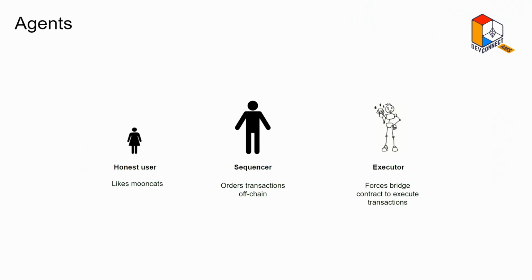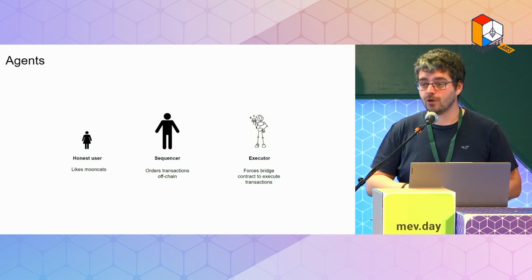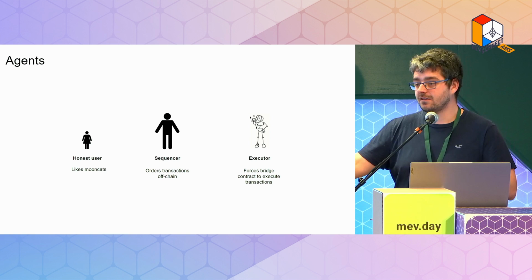You know, she has a mooncat on the roll-up and she wants to transact. We have the sequencer, who will take transactions from the user and order the transactions for execution. And then we have the executor, who will take the ordered transactions and then execute them and convince the bridge that this is indeed a valid update to the database.